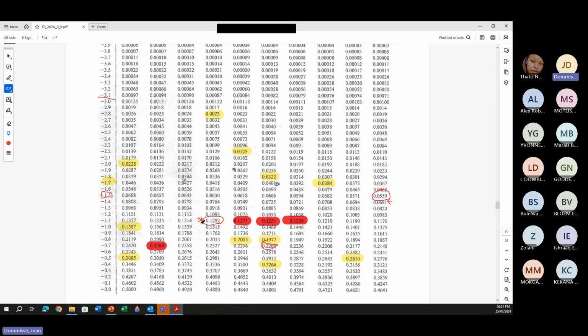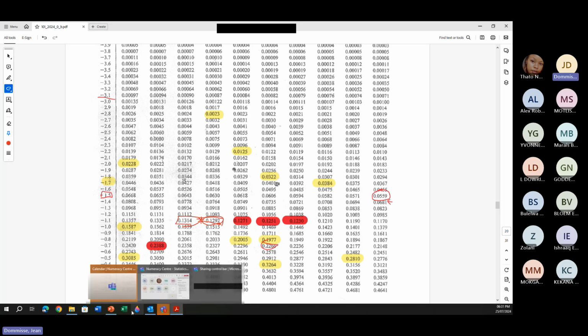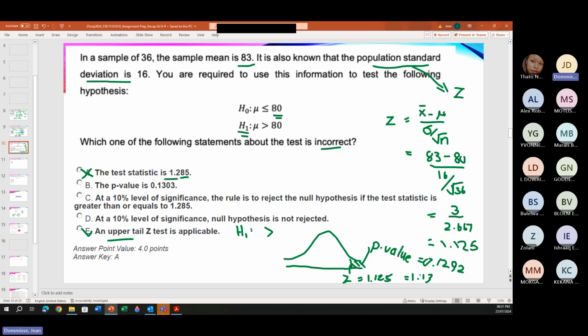Sheesh. Okay, 0.1314 plus 0.1292 divided by 2. Okay, so they basically went, that's why I said I was worried by rounding off. So they went, those two, because it needs to be 1.125, they added the one, they added the other one, divided it to get that. So that is quite a scary one.